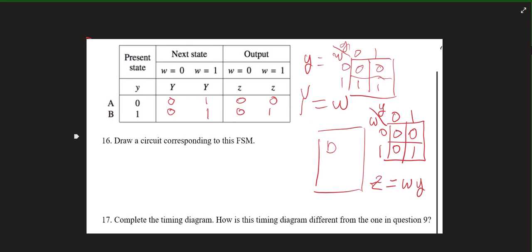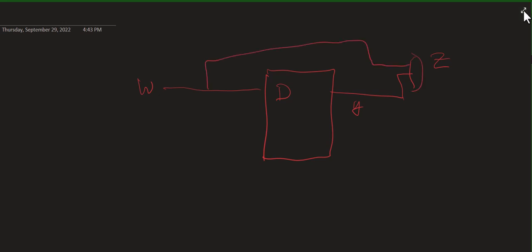So here's our flip-flop. W is D. So this gets us little y. And Z is the AND of this and W. That's a lovely AND, and a clock.